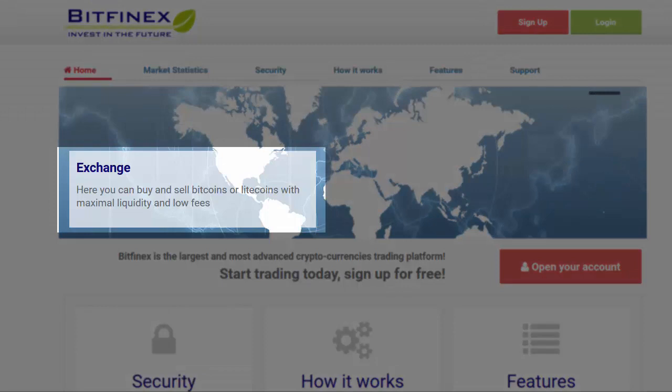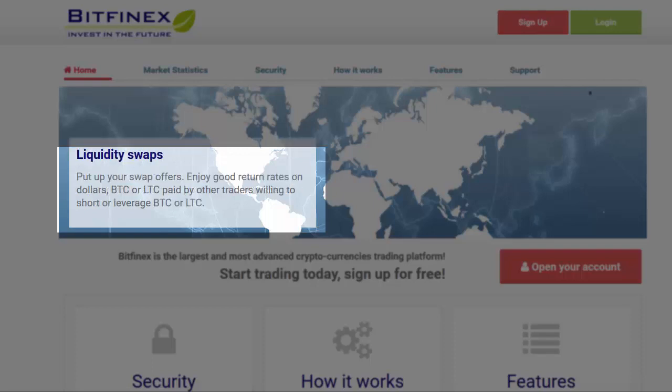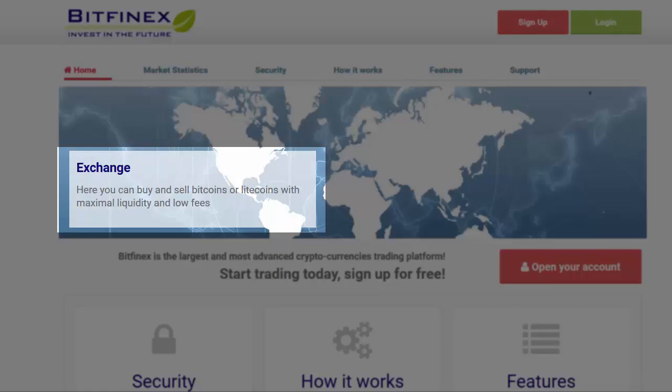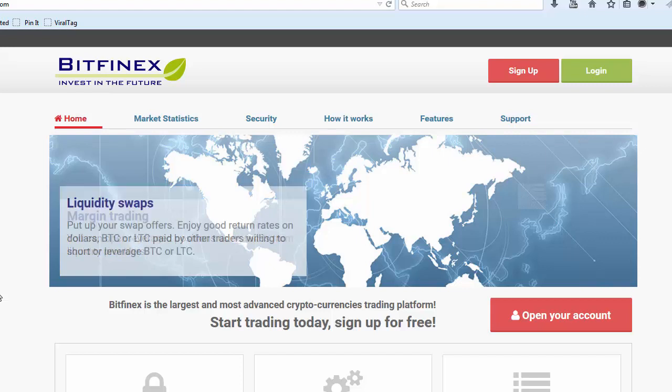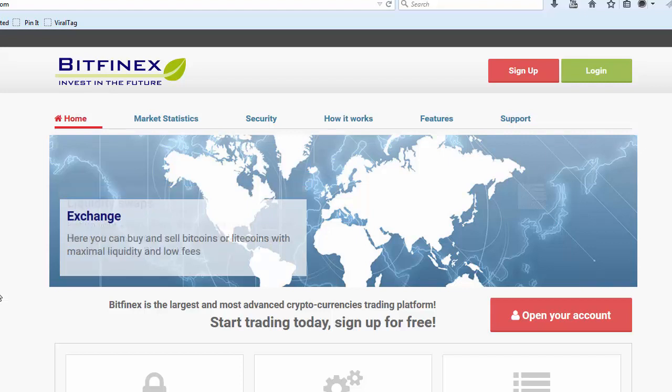So you can see here that it's an exchange where you can buy and sell Bitcoins and Litecoins, and you can do margin trading here using funds from liquidity providers. You can do liquidity swaps on this exchange as well. And it's those liquidity providers and the liquidity swaps that allow people to do their trading on margin inside Bitfinex. And it's a way of making money with Bitcoins that I had never even thought of before. I never even knew it was possible at all.